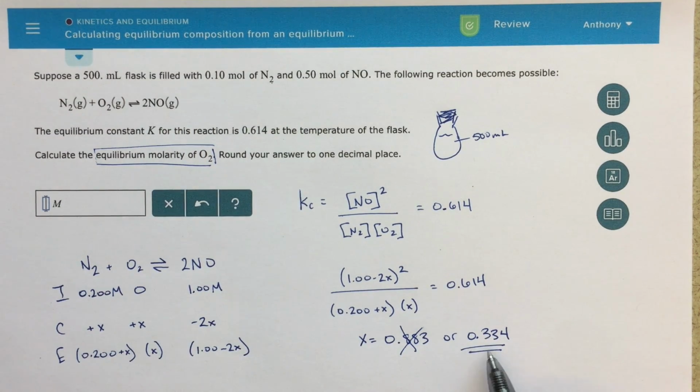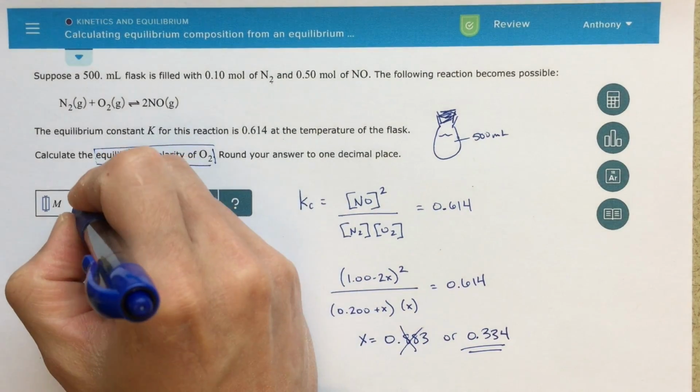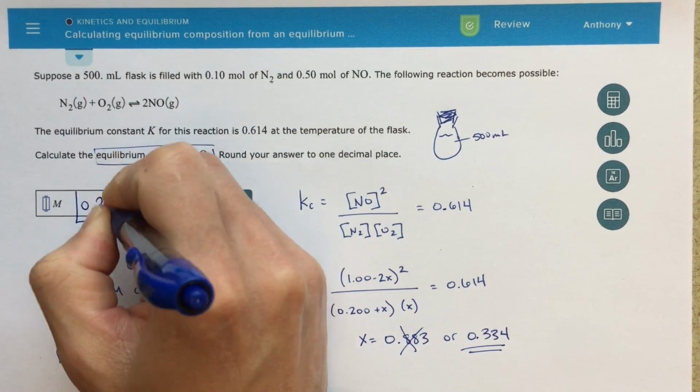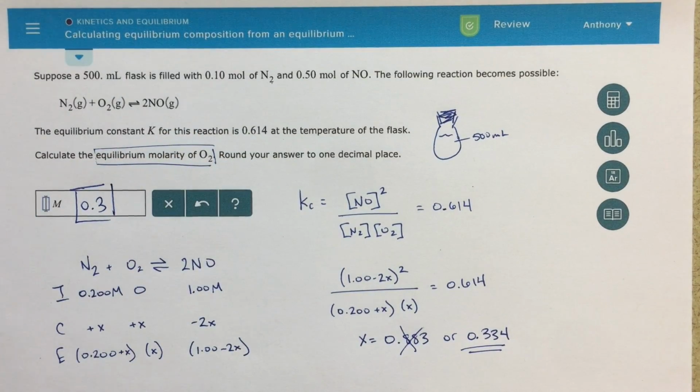So in this case, I would take this 0.334. It says round your answer to 1 decimal place. So that's going to be 0.3. That is my final answer, and we've got our molarity unit there already.